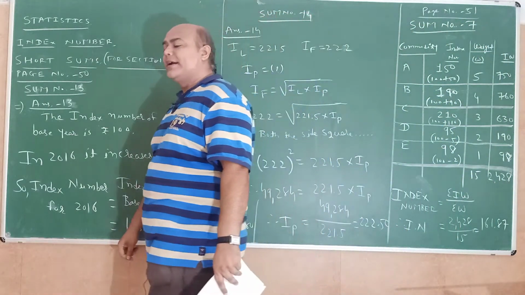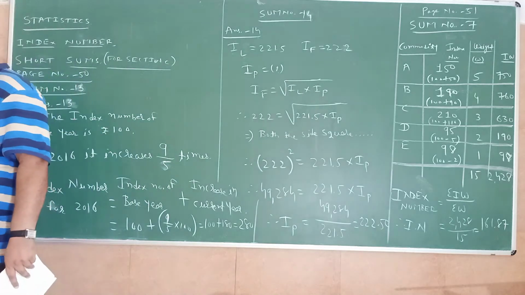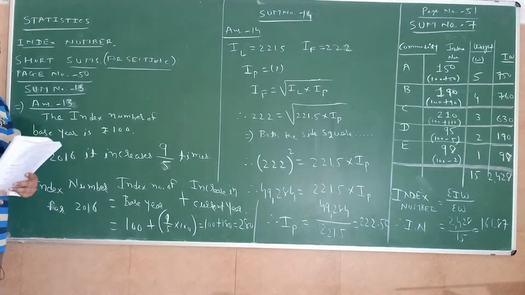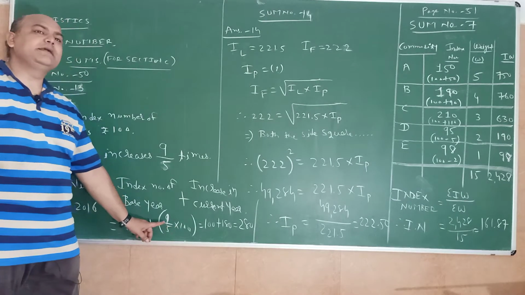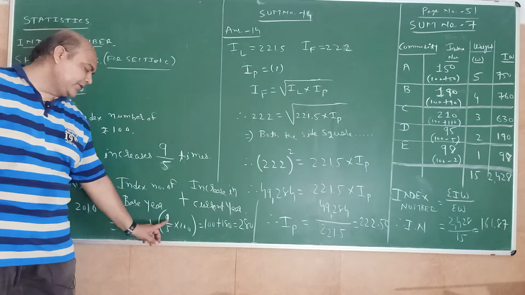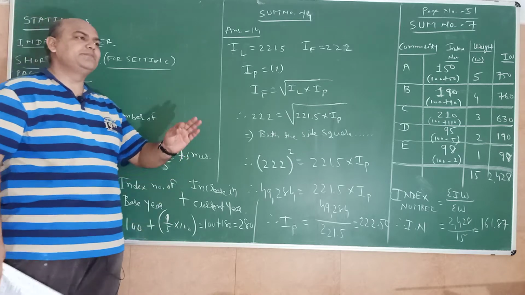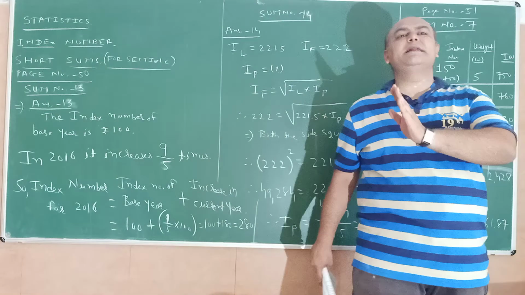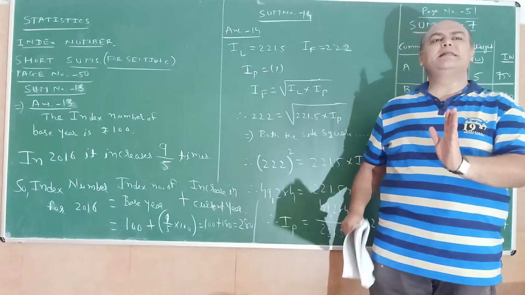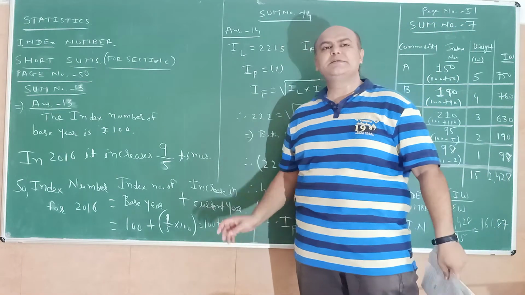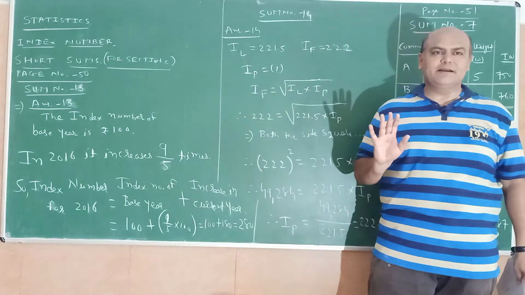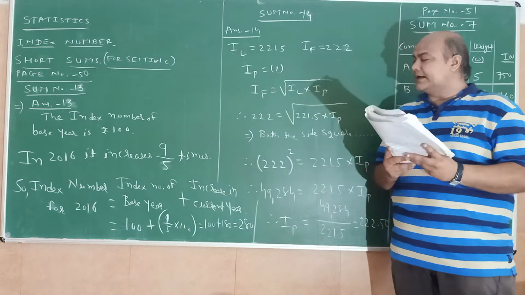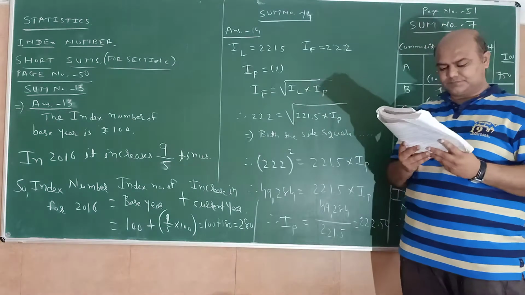If times is provided, this much times increase or this much times decrease, then 100 into times. So 100 into, here they increase 9/5 times, so 100 into 9/5 times. Index number is 180. So 180 plus base year index number 100, final answer is 280, that is 280. Clear? Okay. Now the last sum for section C, that is sum number 14.